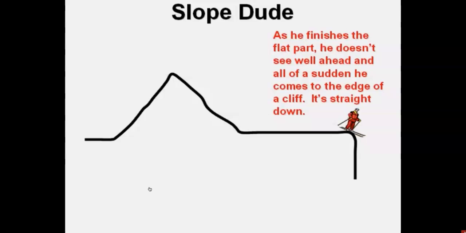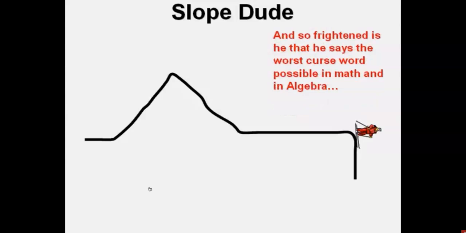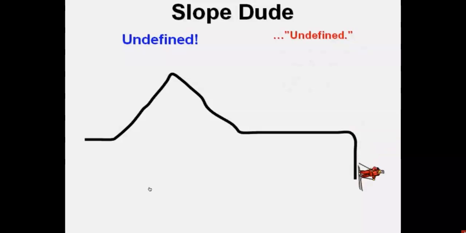And all of a sudden, he comes to the edge of a cliff. It's straight down. So frightened is he that he says the worst curse word possible in math and in algebra. Undefined.